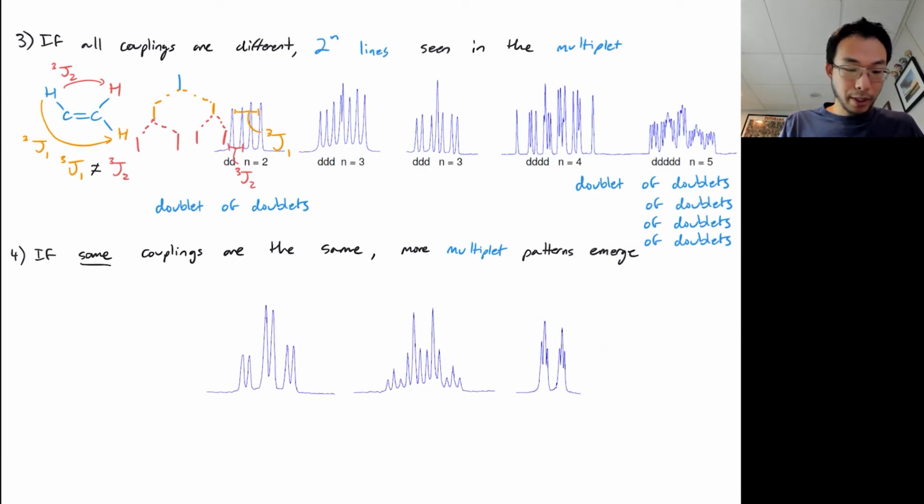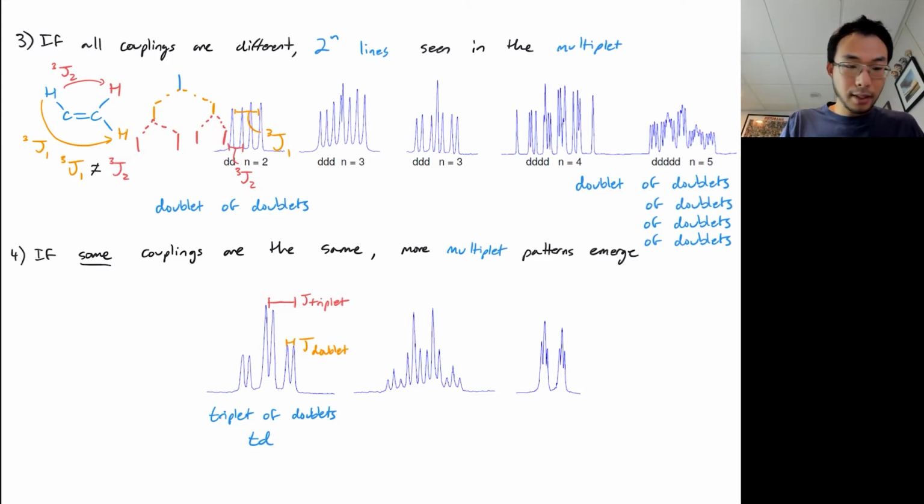So here what we can see is that there are some features of doublets showing up in this pattern, and then if you look at the bigger picture, it looks like a triplet, right? And that's indeed what is happening. So this would be a triplet of doublets because we have a large J value for the triplet.